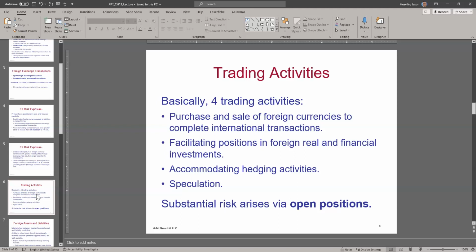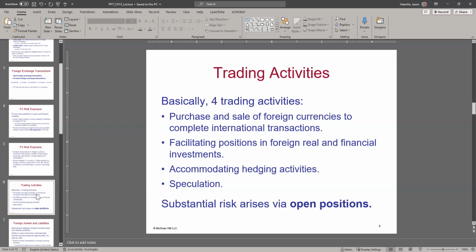Facilitating positions of foreign, real, and financial investments. Just what it sounds like, positions as in, let's say a brokerage company. Well, people can hold positions in foreign exchange, foreign currencies.